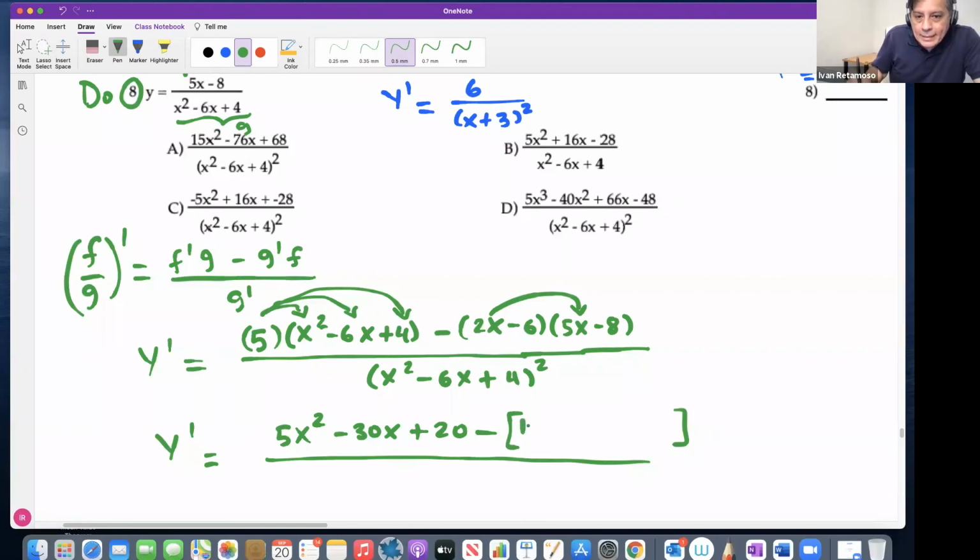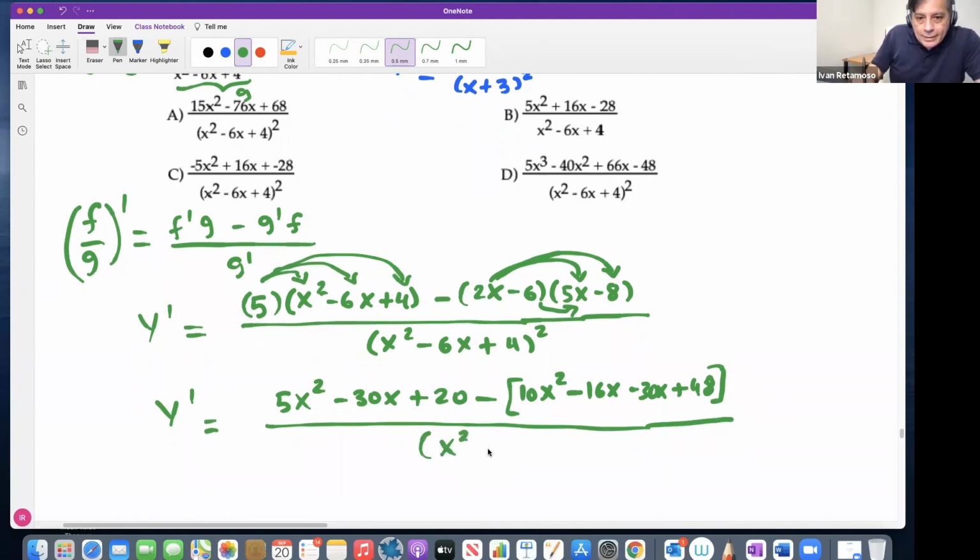2x times 5x, 10x squared. 2x times negative 8, minus 16x. Negative 6 times 5x, minus 30x. And negative 6 times negative 8, positive 48. Let me create the space here. Positive 48. The numbers got bigger, right? But don't get discouraged again. You just continue working in order and the answer should come out.